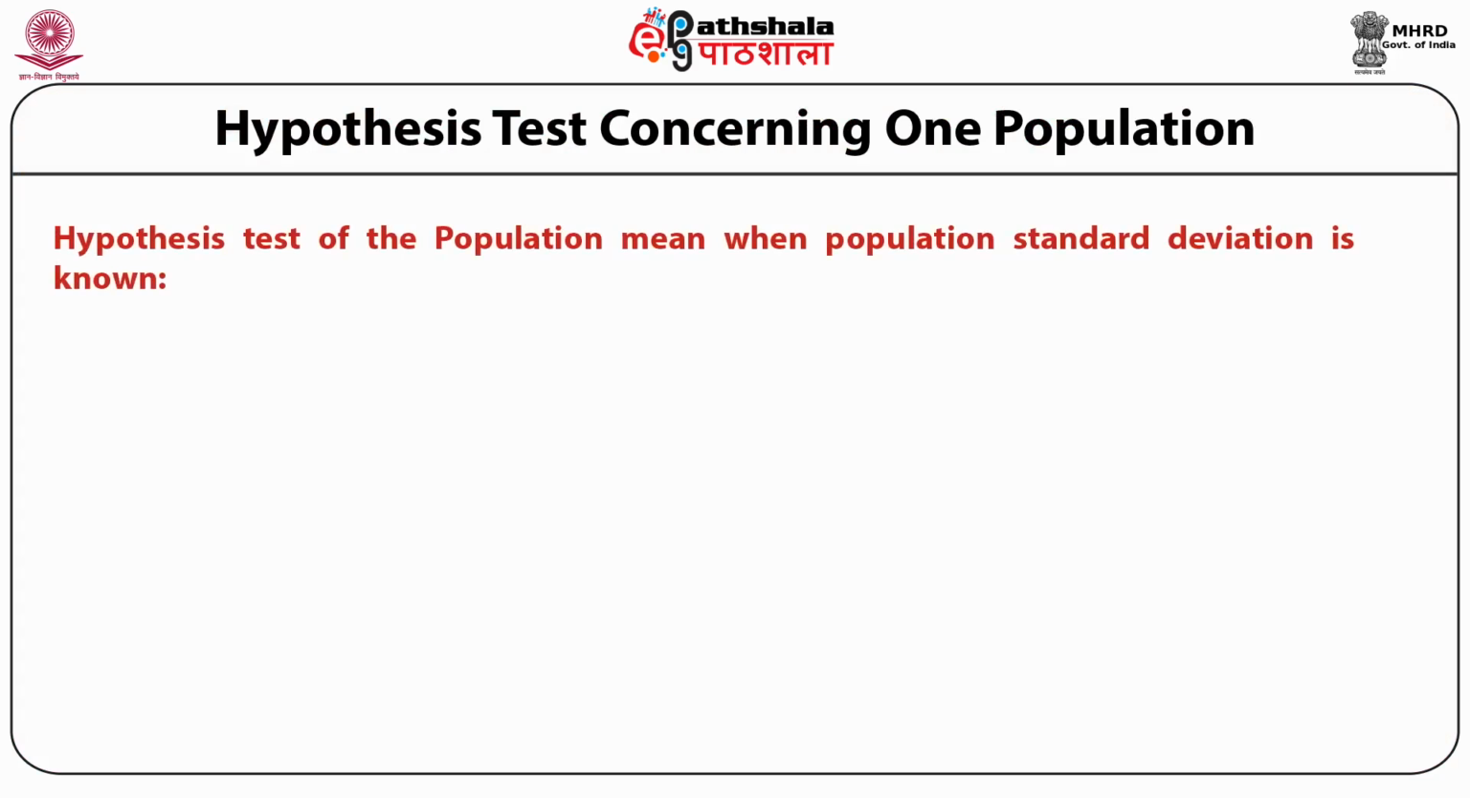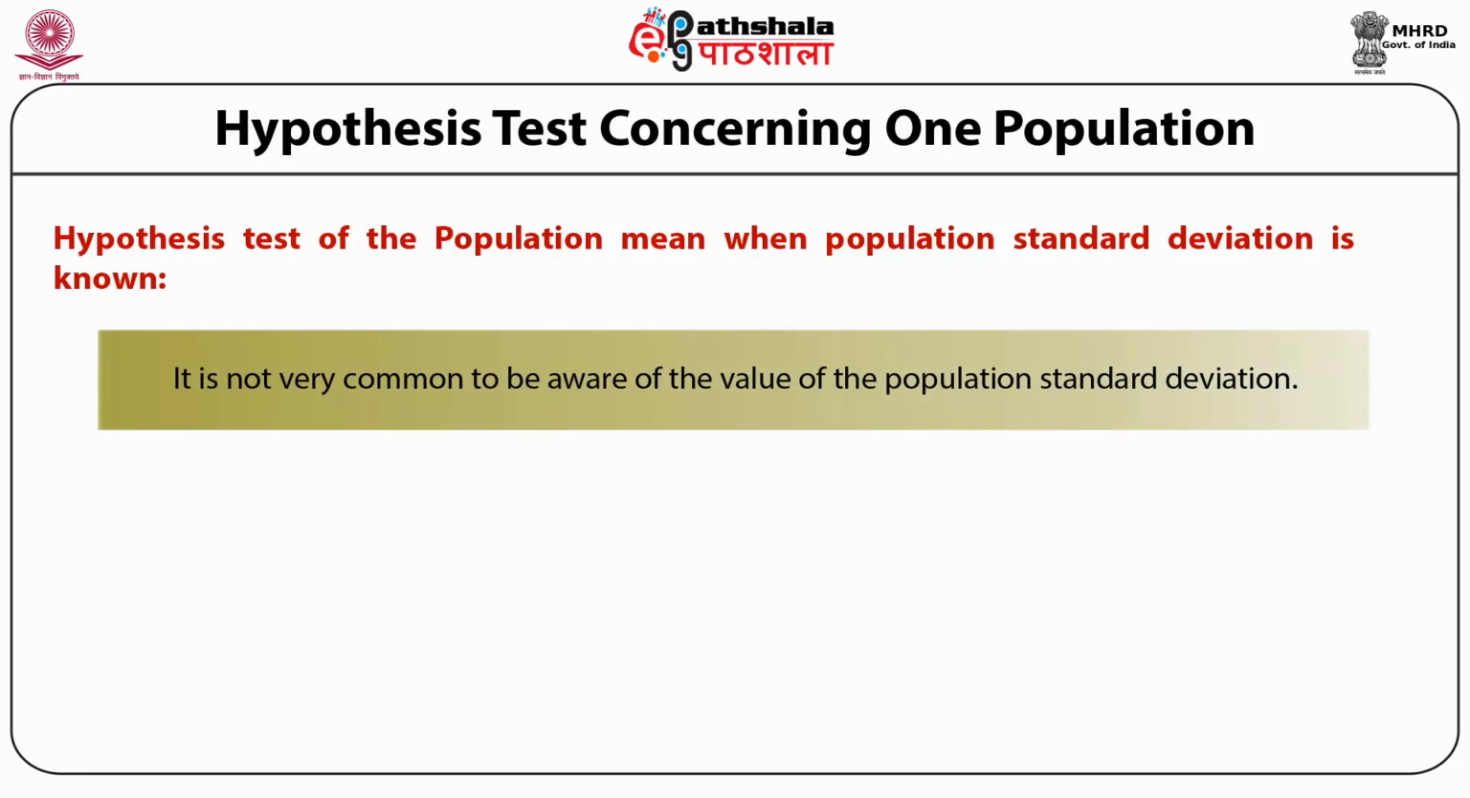So let us now see the hypothesis tests concerning one population only. Hypothesis test of the population mean when the population standard deviation is known. This is situation 1, where we are going to conduct a hypothesis test in a situation when the population standard deviation is known to us. But students, as you know, it is not very common to be aware of the value of the population standard deviation. However, there are instances when it is considered fairly stable and can be determined from previous experiences. Under such conditions, standard deviation is treated as known.